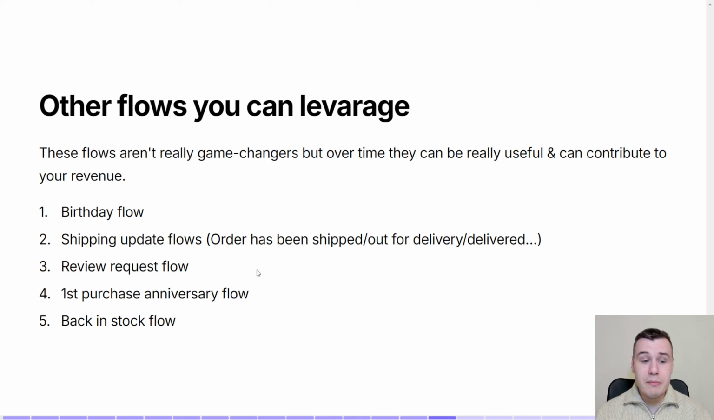Yeah, and finally we have a back in stock flow. Now this one can be a really good flow. It's basically made for people who subscribe to a list that you made for a specific product that's out of stock, and they would be notified when the product is actually back in stock. And make it real. Don't fake that it's out of stock. People can see through that. It's not really the best. But yeah, those are the other flows you can leverage besides the main ones.